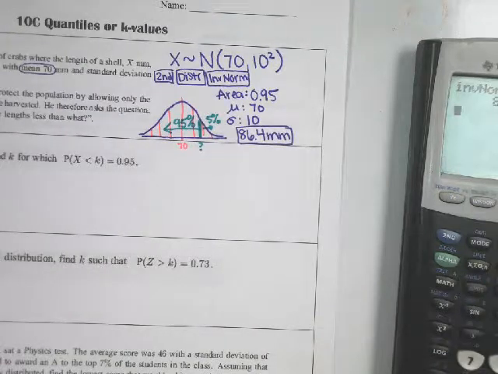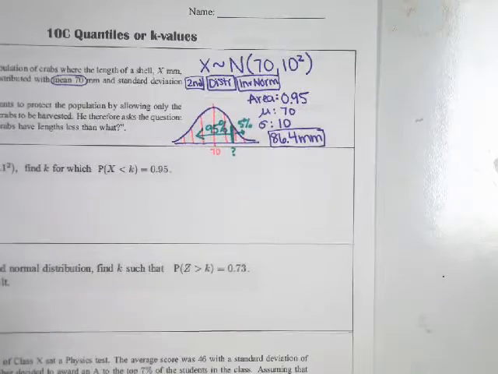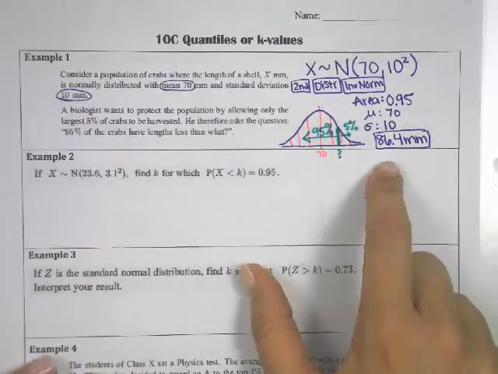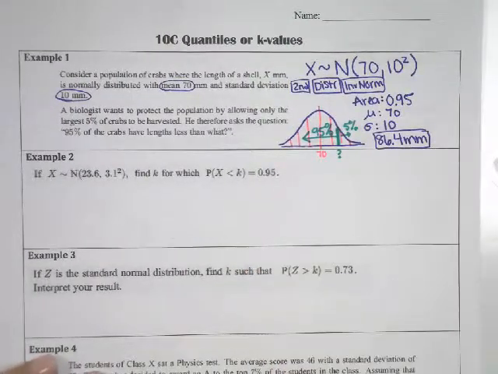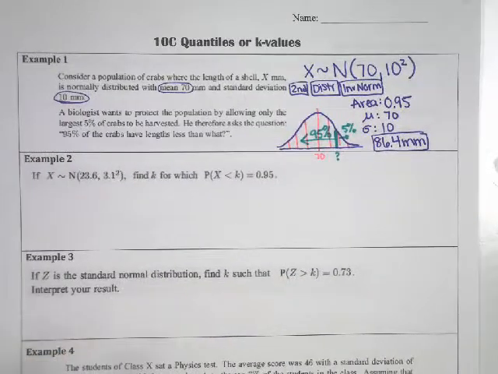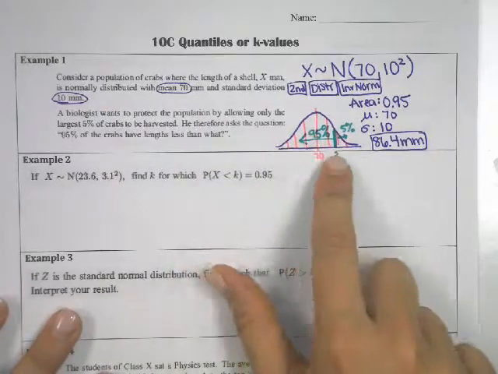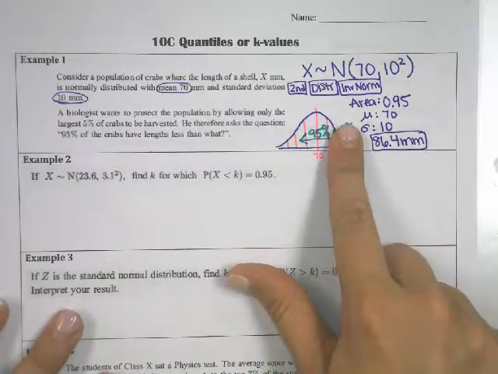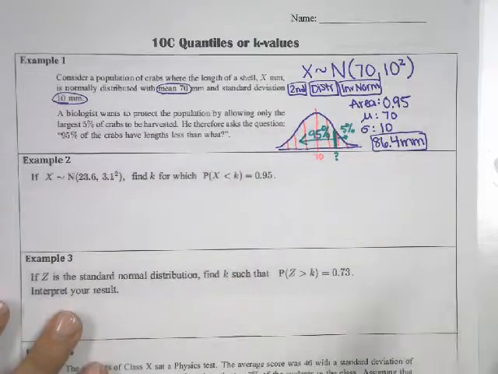Okay. So that would mean that if you were maybe fishing for crabs, you could only harvest crabs that are greater than 86.4 millimeters. So if they're this big or they're smaller, we can't harvest them. They would fall in the 95%. So at 86.4, 5% are bigger, 95% are smaller.